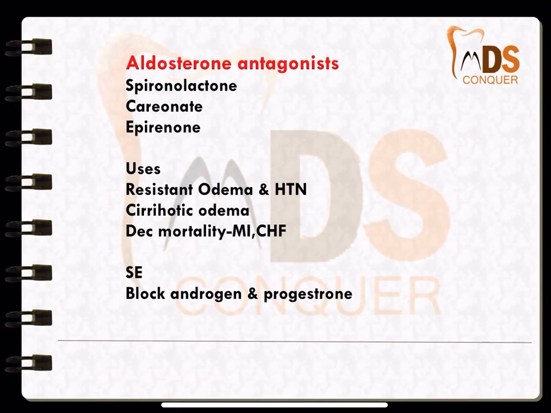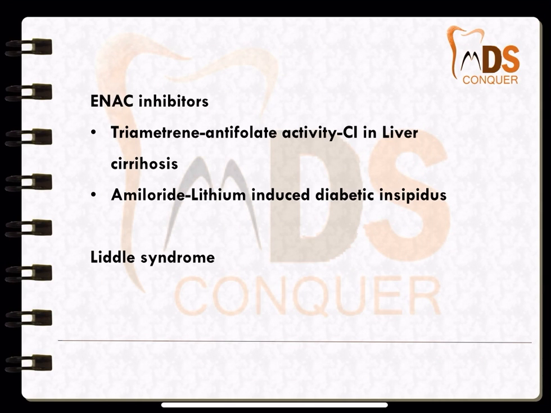Note them out. Next, the aldosterone antagonist, spironolactone. Many times they have asked what the exact mechanism of action of it is. Uses: resistant edema and hypertension, and it decreases the mortality in MI and congestive heart failure. ENaC inhibitors include triamterene and amiloride.